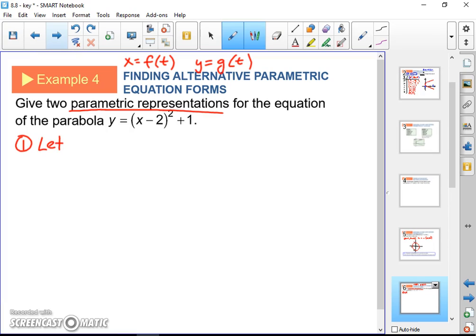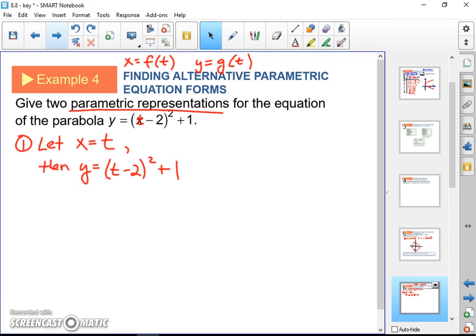And so I'm going to keep it simple. I'm just going to let x equal t. That's about as simple as I can possibly make it. And let's see what happens to y in that case. If x was equal to t, then y would equal, just plug in t right there. You'd have t minus 2 squared plus 1. That's it. That's all they're asking for. Parametric equation, x equal t, y equal t minus 2 squared plus 1.